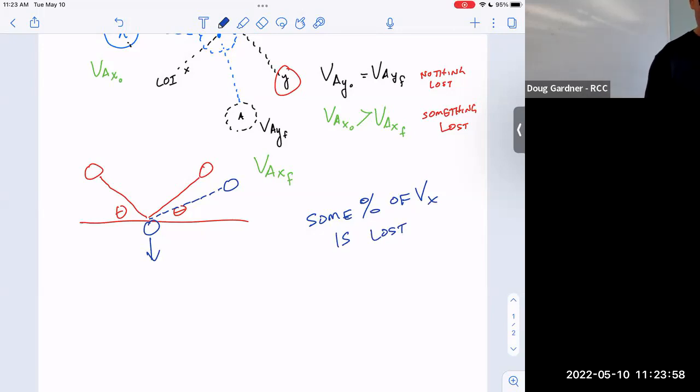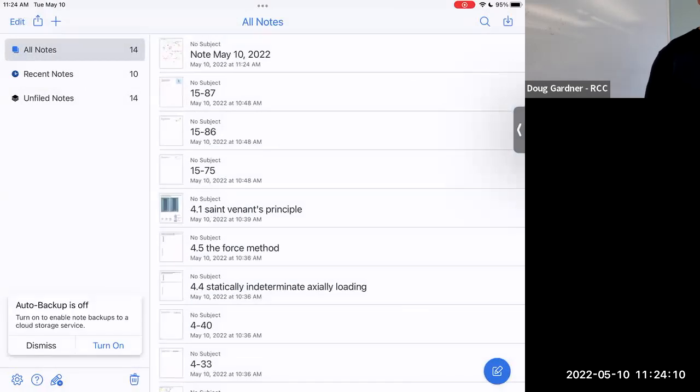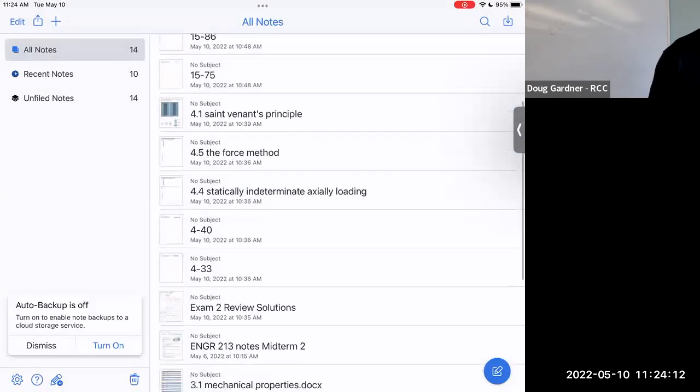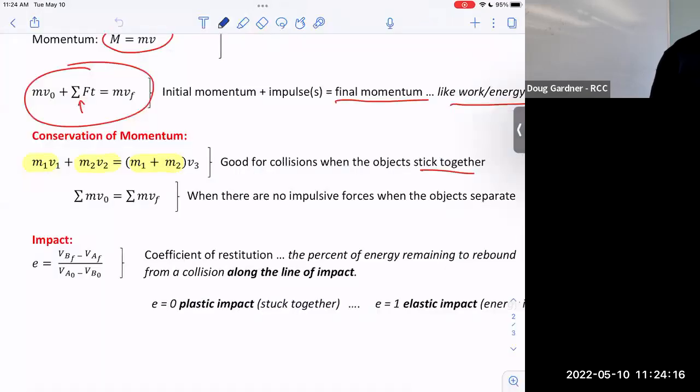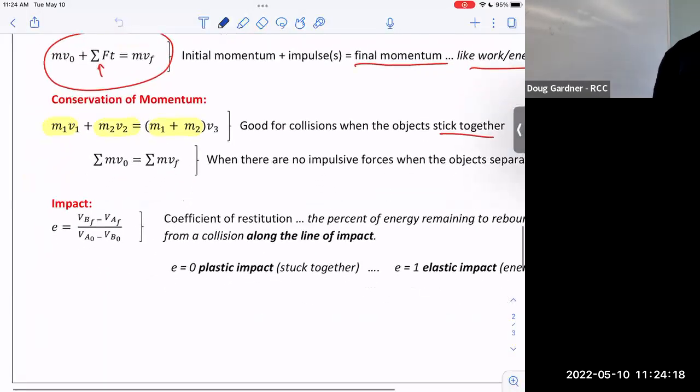And we have a name for this. E for the coefficient of restitution, I think is what it's called. Let me pull up the note sheet really quick and let's just look at what I have written down so that you can stare at it for your test and so forth. And the only thing that you really need for this section, there it is, my friends, the coefficient of restitution.